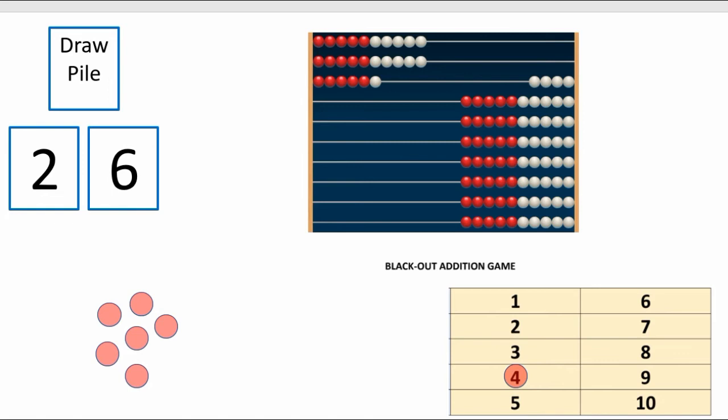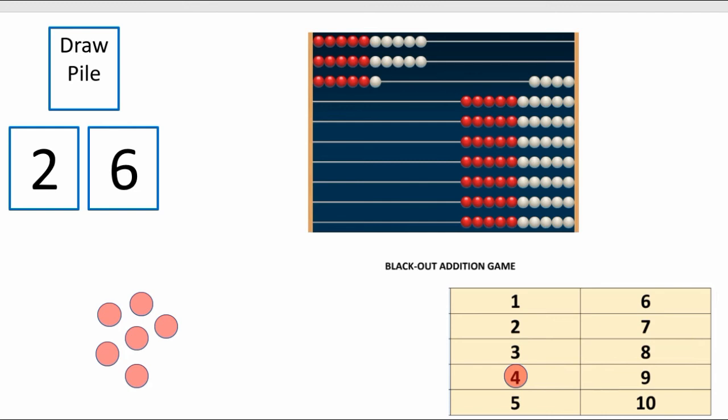And again, the way this works is that students draw two cards when it's their turn. And those two cards in this case were 26. But I'm looking at my blackout board, and I've already had one turn, and I've already colored in or put a marker on the four, which means that if I were to try and find the next 10 for 26, I would need to say it's four, and I've already blacked out the four, so that's not going to do me any good.